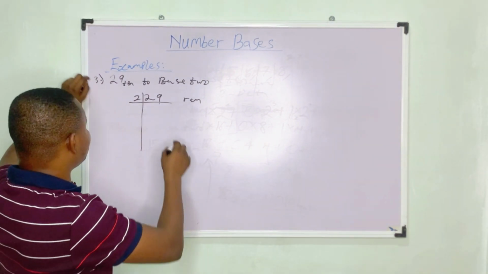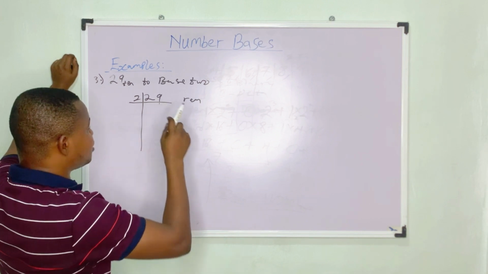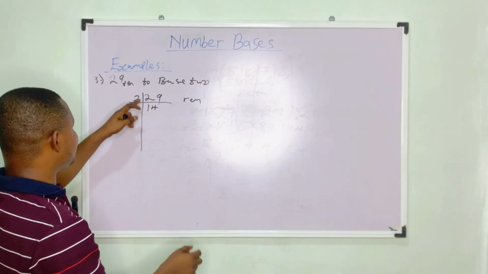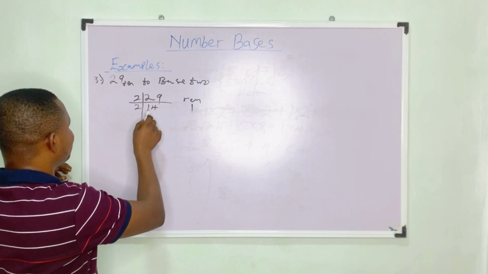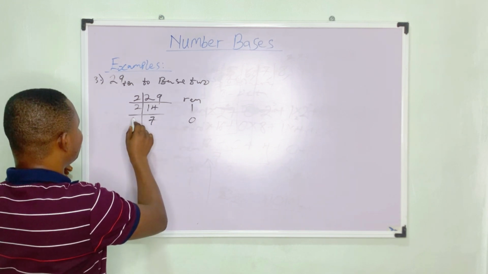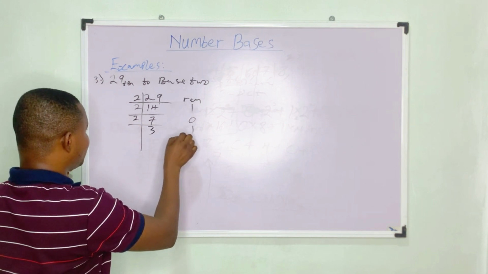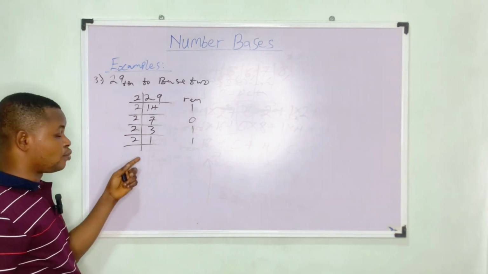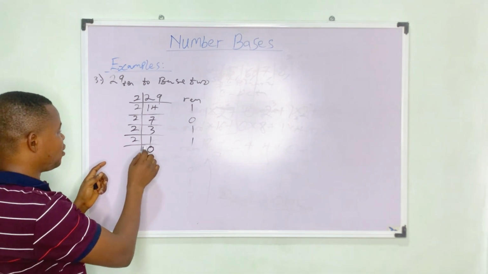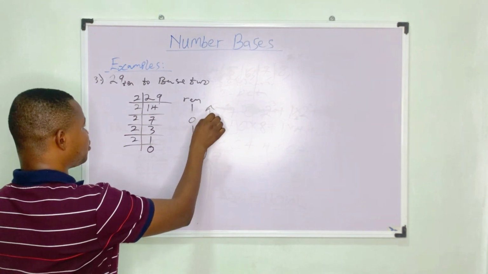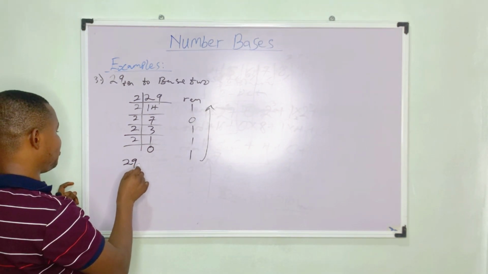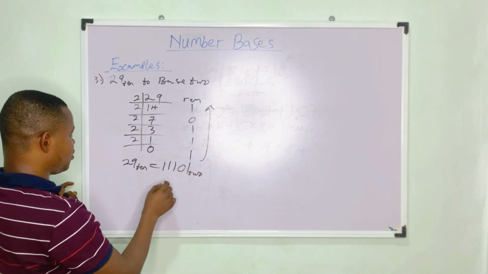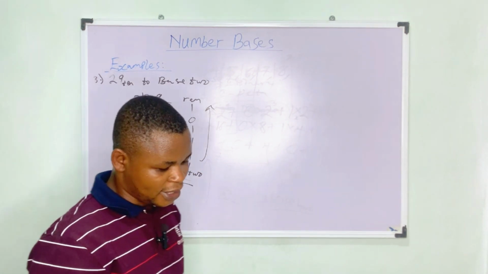So 29 divided by 2 will give us, like I said, don't use your calculator, use your head. That will be 14 because 14 times 2 is 28. Then we have remainder 1. And 14 divided by 2 will give us 7, remainder 0. 7 divided by 2 will give us 3, remainder 1. 3 divided by 2 will give us 1, remainder 1. And 1 divided by 2, that is impossible. That means we have 0 and we have remainder of 1. When we read upward, we have 29 in base 10 equals 11101 in base 2. That is as simple as that.